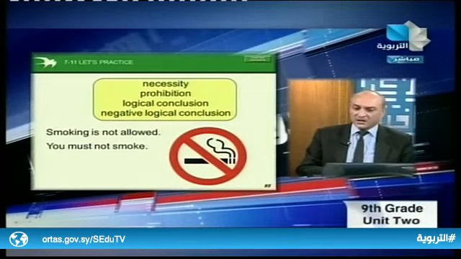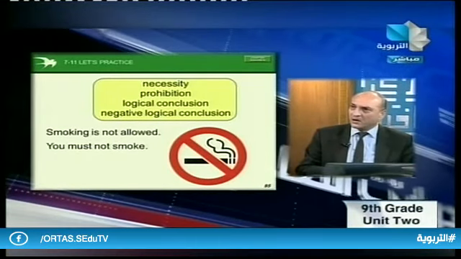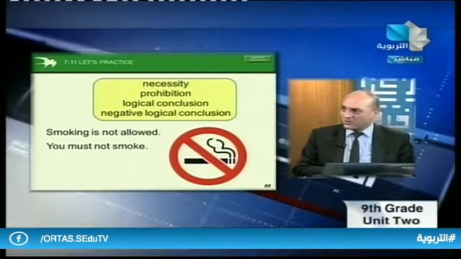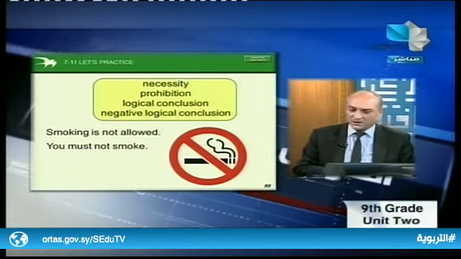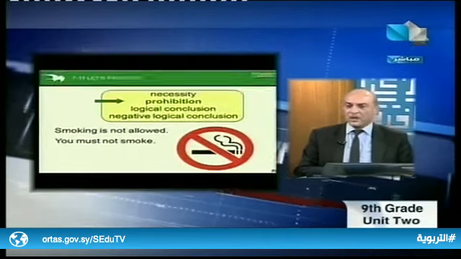Smoking is not allowed. You mustn't smoke. I think here it is a prohibition. Yes. You must not smoke. It's not allowed. Exactly.